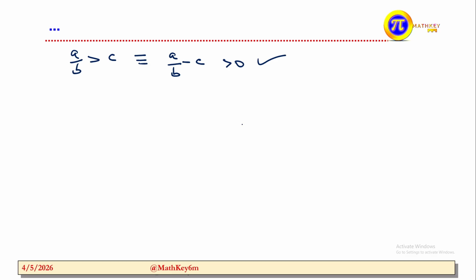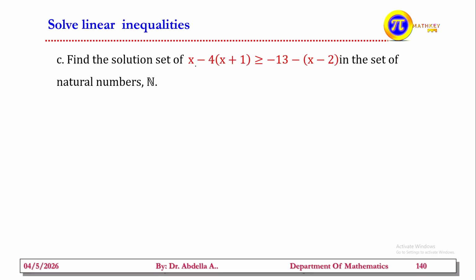This is the mistake that most of the students make. The next one: find the solution set of this in the set of natural numbers. You are familiar with the set of natural numbers. It consists of 1, 2, 3 and so on. These are counting numbers. So let's try to solve this.